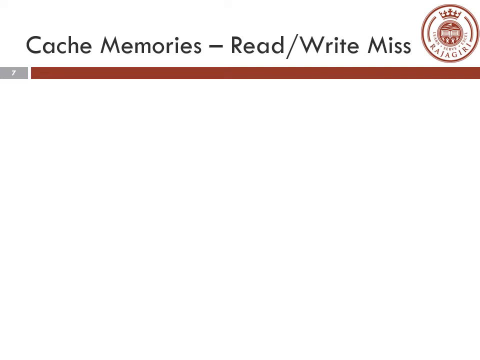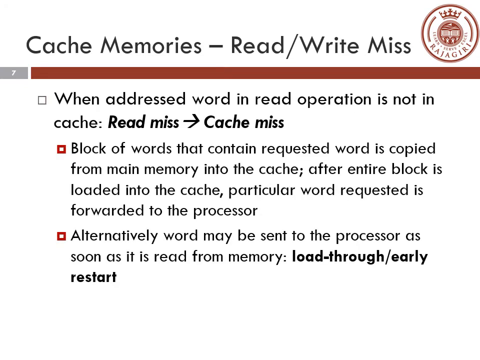Now coming to the cache miss, or read or write miss. When the address word in a read operation is not present in the cache, suppose the processor is going to read a word and that word is not present in the cache, that is known as a read miss, basically a cache miss.